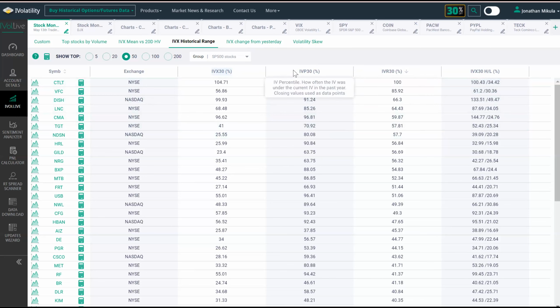And what IVP and IV rank are, I don't want people to get lost in the weeds or confused. Essentially, they put this number into context, because if you're at 104.71, it's like, so what? Is that high? Is that low? IVP says, okay, over the past year, what percentage of the time has this stock traded below this implied volatility level? For example, with CTLT, it's traded below 104.71, 99.6% of the time over the last year. So you can see this is an extreme.